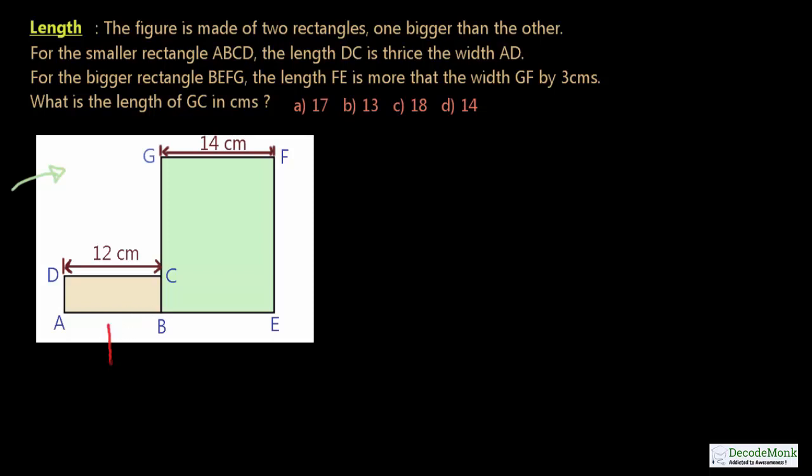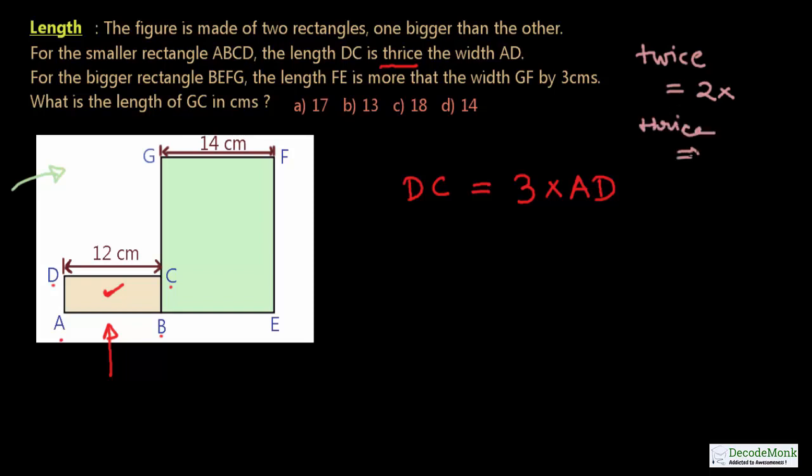So you can see over here that there is a rectangle A, B, C and D. ABCD is a rectangle whose length is DC or AB and width is represented by AD or BC. It is said that for this smaller rectangle ABCD, the length DC is thrice the width AD. Thrice means 3 times AD. So you should know that twice you multiply by 2 and for thrice you multiply by 3. These things you should know very well.